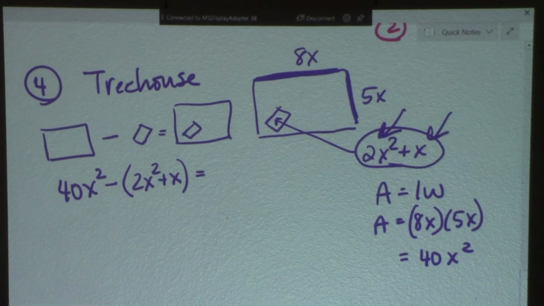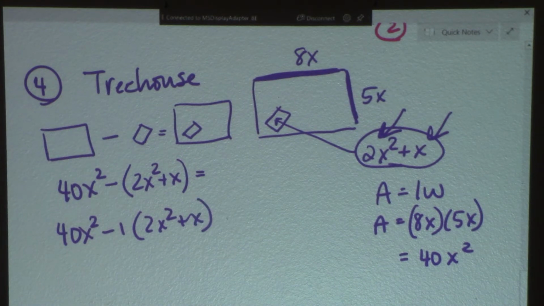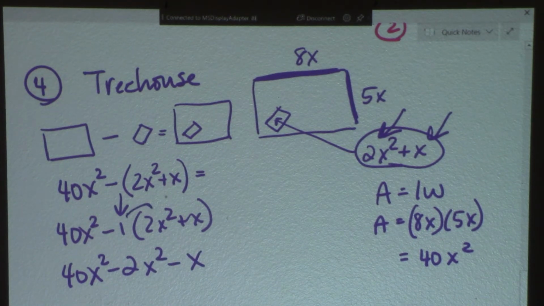Okay, when I have a minus outside, what that really means is negative 1. So an easy way to remember this is if you just insert a negative 1 and then distribute. So I've got 40x squared minus 2x squared minus x. So I distribute that negative to both terms.